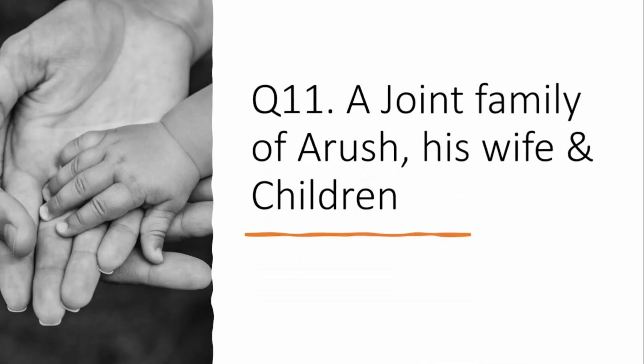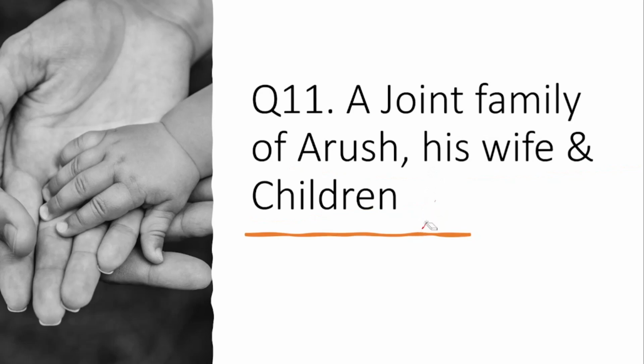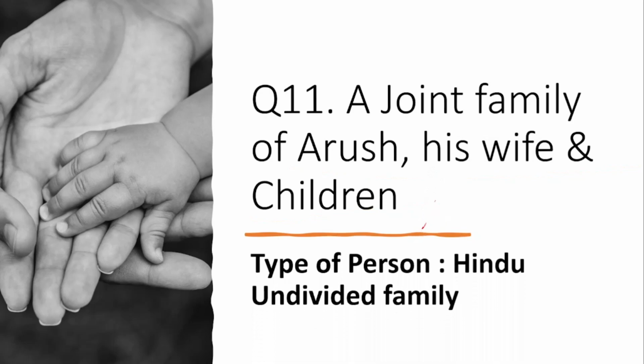Next, question number 11. A joint family of Arush, his wife and children. Please put your answers in the comment box. Okay, let us check the answer. It is a Hindu undivided family. See, the question itself very clearly states Arush, his wife and children. So it's an ancestral business. So it is a Hindu undivided family.